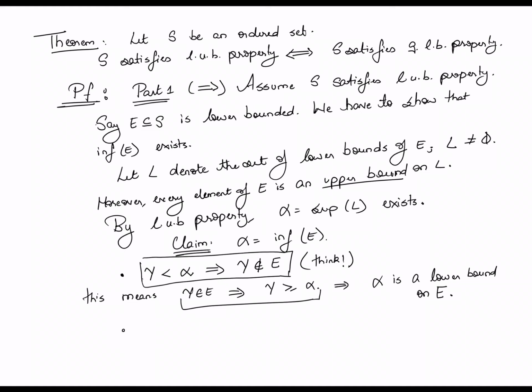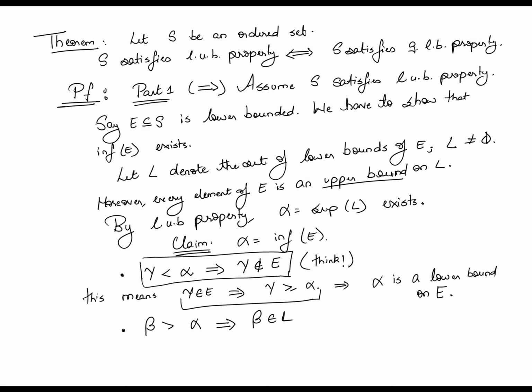Okay, the next statement is that if you have any beta which is greater than alpha, this implies that beta does not belong to L. In other words, any number that is more than alpha is not a lower bound. On one hand, alpha is a lower bound and nothing more than alpha is a lower bound. Okay. Now, why is this true?